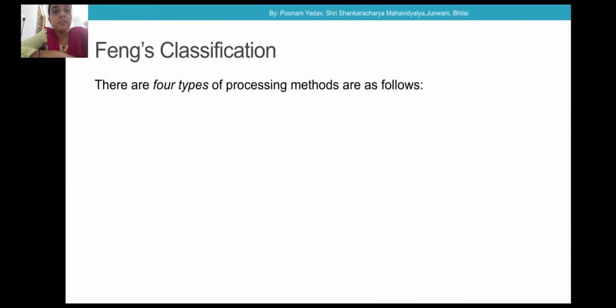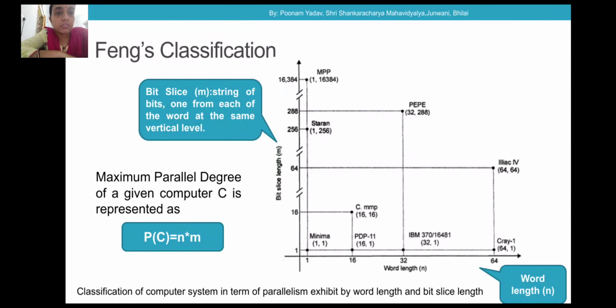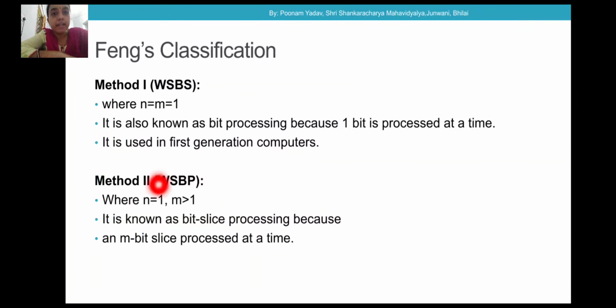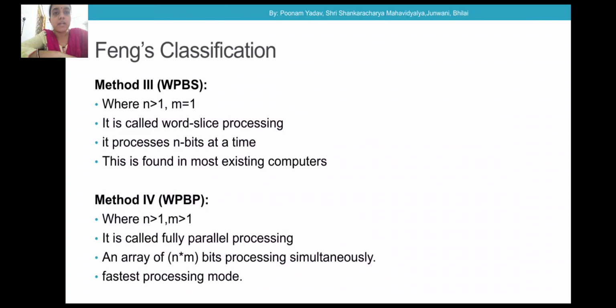In this diagram you can see that the value of n is the same, 1, and the value of m, the bit slice, varies. This falls in the second category. It is also known as bit slice processing, because an m bit slice is processed at a time.